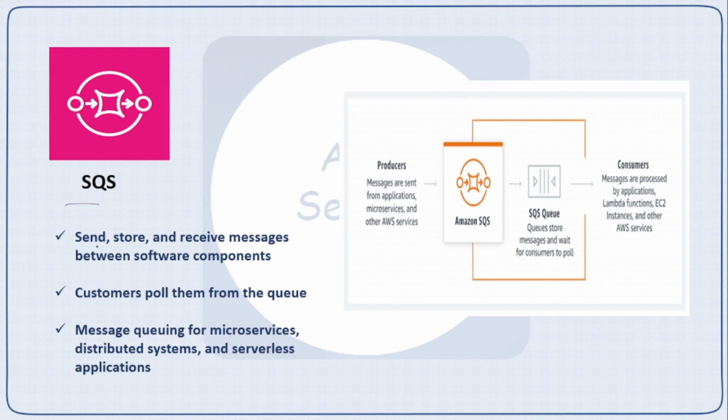SQS, Simple Queue Service. Here you can send, store, and receive messages between software components, and customers can pull the messages from the SQS queue, and it is mainly for decoupling the applications.